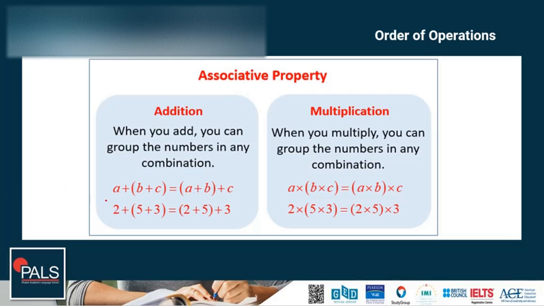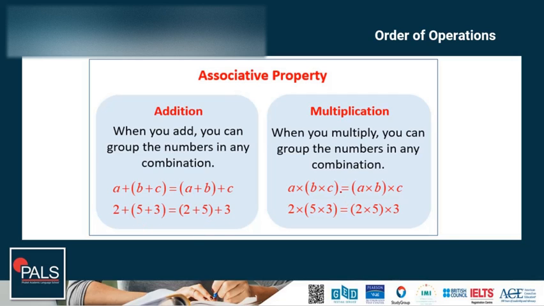Okay, so I want you to look at the rules as shown below. See, we have A plus B plus C. If you work out B plus C first, and then A, you will have the same answer if you work out A plus B first, then add C. Okay, as you can see, you can add 5 plus 3 is 8, then plus 2 is 10. If you start with 2 plus 5, 7, and then plus 3, which is also 10. So the answer is just the same.